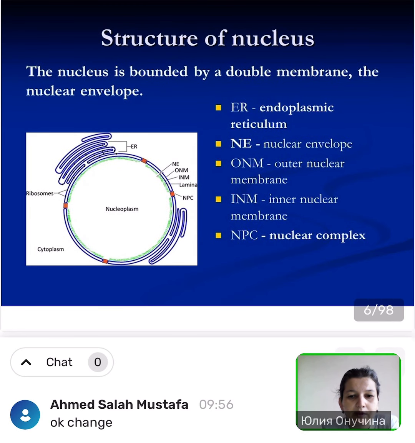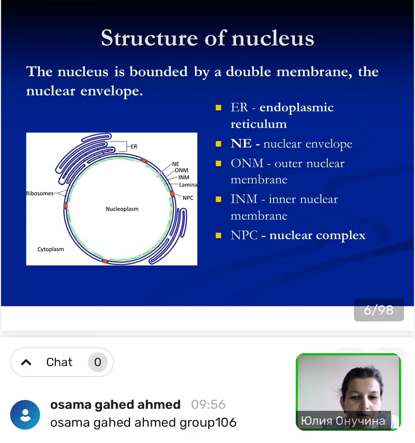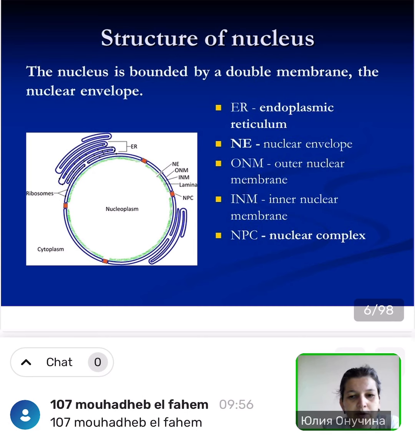Structure of the nucleus. The nucleus is bounded by a double membrane, and we can find the outer nuclear membrane and the inner nuclear membrane. Between them we can see the perinuclear space.